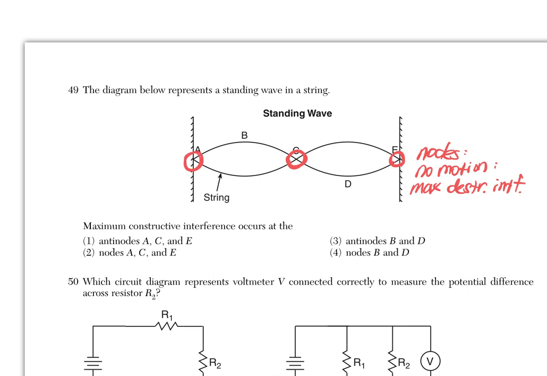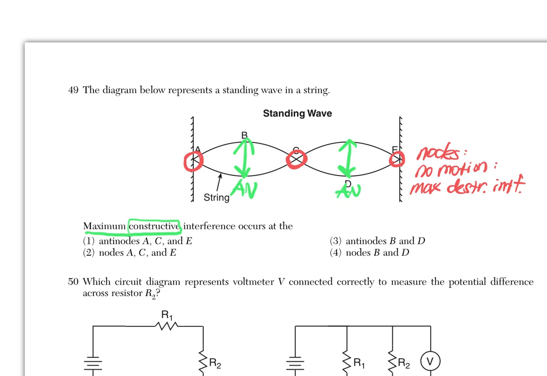And while that's real cute, the question says maximum constructive interference. That is not what happens at a node. That is what happens at the antinodes, and the antinodes are where you get the most motion back and forth. So we have 3 nodes and we have 2 antinodes.